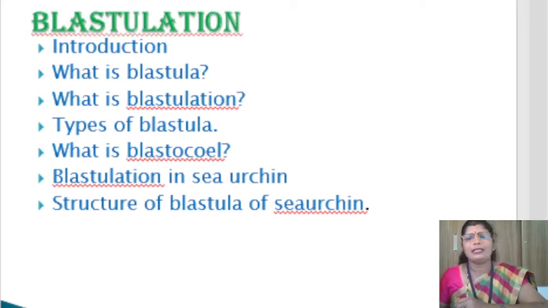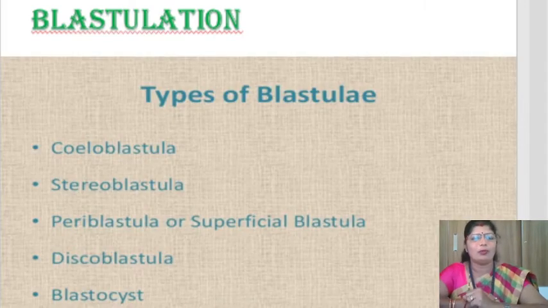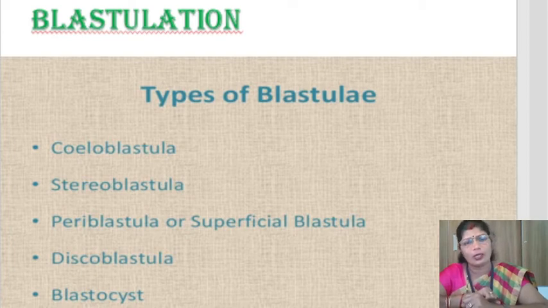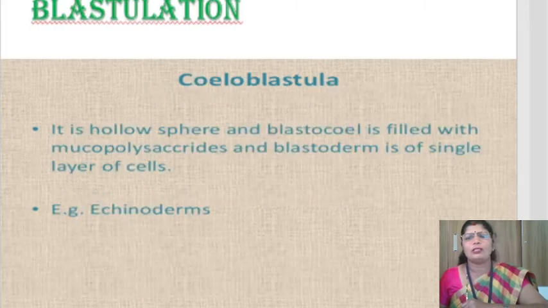Next, coming to the types of blastula. As I said, different organisms will have different types of blastula. There are coeloblastula, stereoblastula, periblastula, otherwise also called superficial blastula, discoblastula and blastocyst. First, coming to coeloblastula.